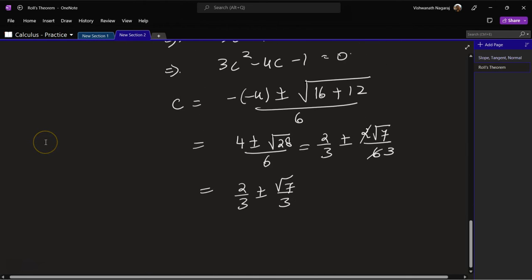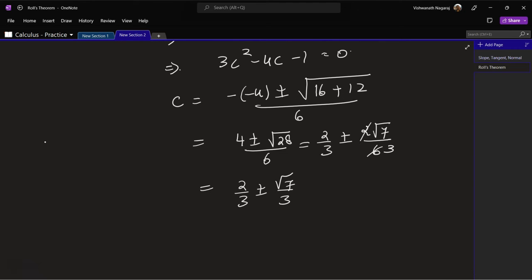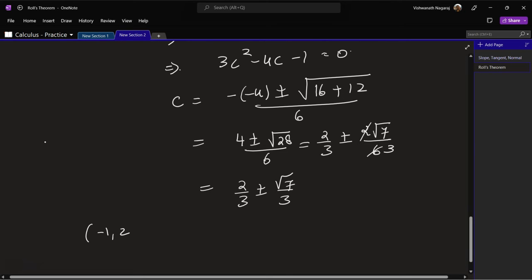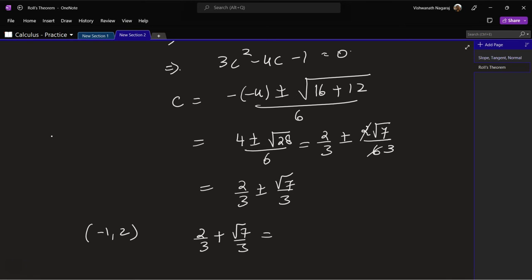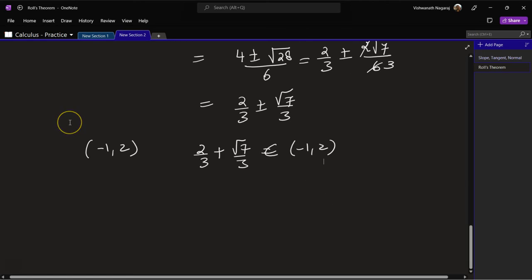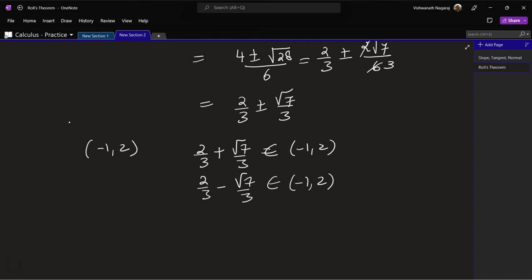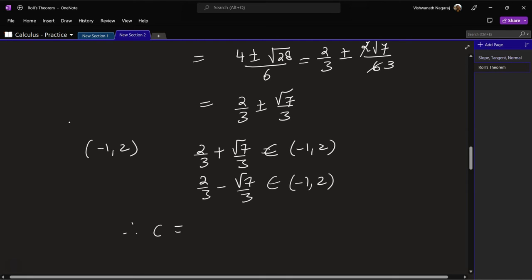Okay, so that means we have got two values for c, but we have to look at the open interval -1, 2. So let's see, 2 by 3 plus root 7 by 3 belongs to -1, 2. Similarly, 2 by 3 minus root 7 by 3 belongs to the open interval -1, 2. So therefore c is equal to (2 plus root 7)/3 and (2 minus root 7)/3.